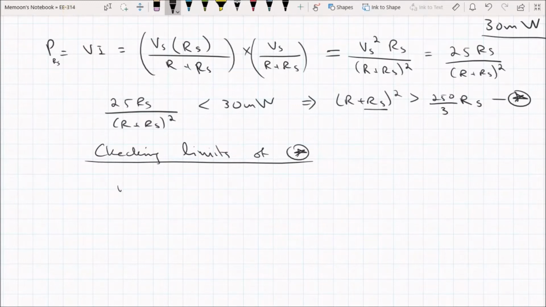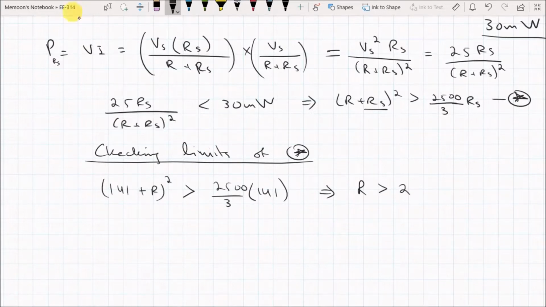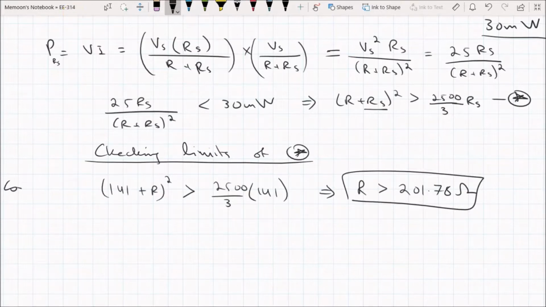So first let's put Rs as 141. So (141 + R) squared should be greater than 2500 over 3 Rs. So that is 2500 over 3 into 141. And this gives us R should be greater than 201.78 ohms for condition 1.